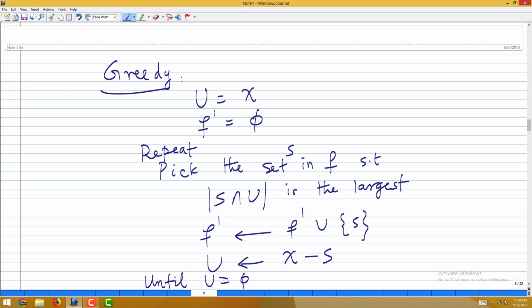It is a nice exercise to come up with examples where greedy is not optimal. Greedy actually gives you a ratio even more than 2. I think I added it in the problem sheet. So I am going to say exercise: greedy produces greater than 2 times opt. This also means that greedy is not optimal.